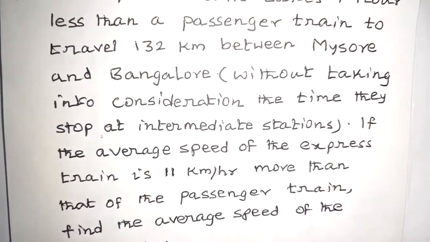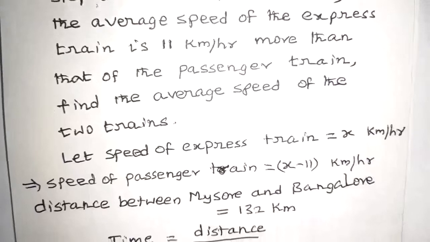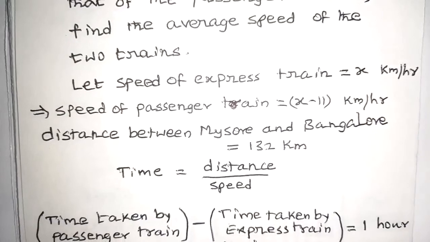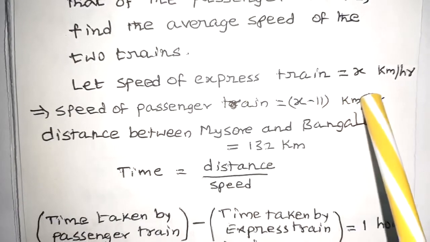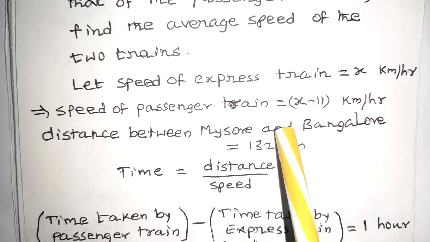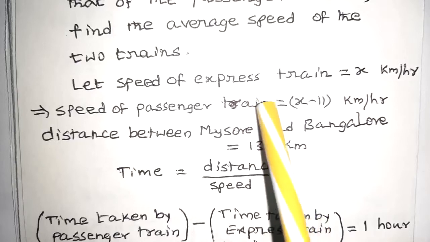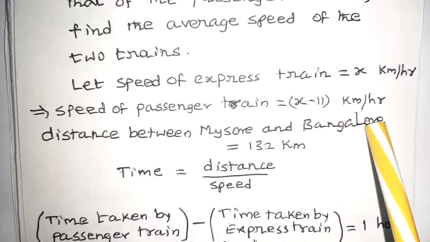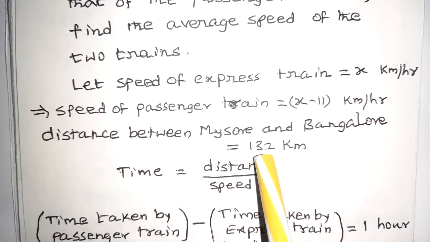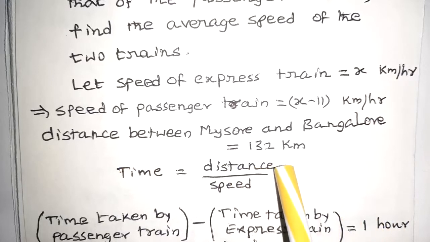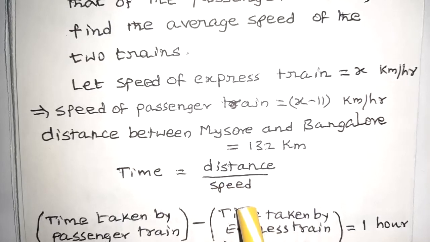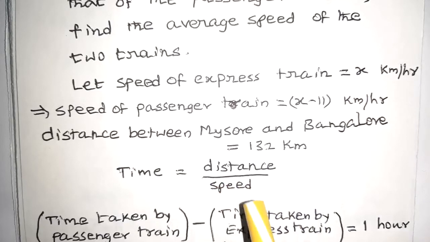Let the speed of express train equal x kilometers per hour. Then speed of passenger train is 11 kilometers less than the speed of express train, that is x minus 11 kilometers per hour. Distance between Mysore and Bangalore is 132 kilometers. The formula for time is time equal to distance by speed.